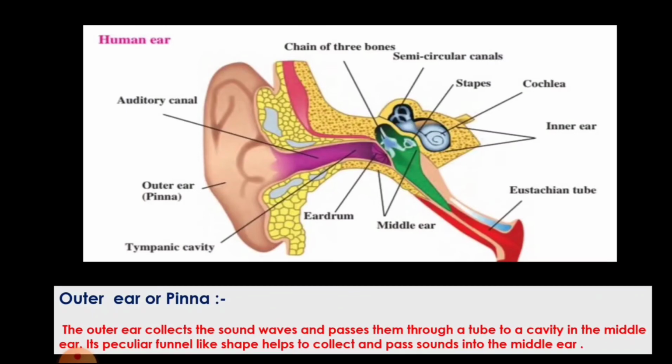Now let us study about the outer ear, which is also known as pinna. The outer ear collects the sound waves and passes them through a tube to a cavity in the middle ear. Its peculiar funnel-like shape helps us to collect and pass sounds to the middle ear.